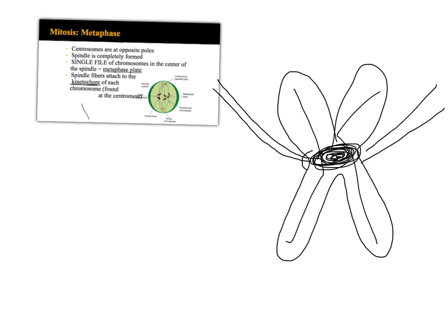And the spot right here where the spindle fiber attaches, that's called the kinetochore. It's the spot on the centromere where the spindle fiber is going to attach.